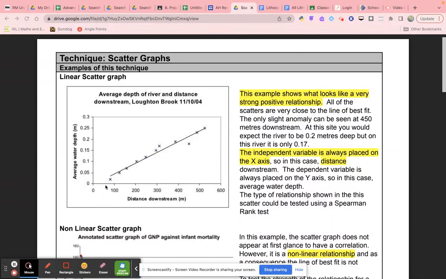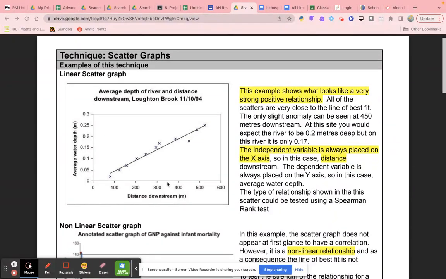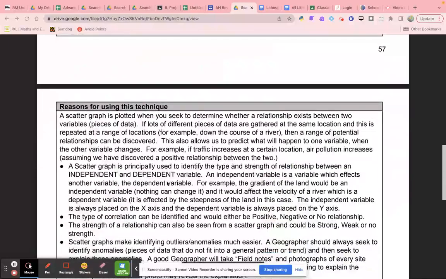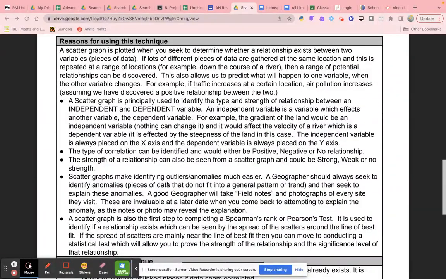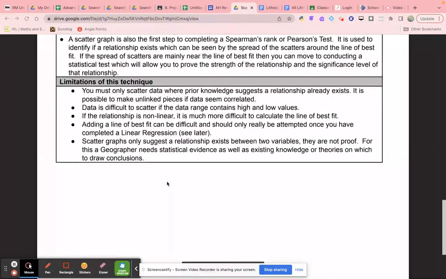And if your data is organized like this, where you've actually got the actual distance and the actual water depth, you could go one step further and do a Pearson's product moment correlation coefficient, also known as Pearson's test, which would do the same as the Spearman. It would allow you to test the degree of certainty. So what you can also do here is have a quick read through these key points and some of the limitations and strengths which I've already talked about.